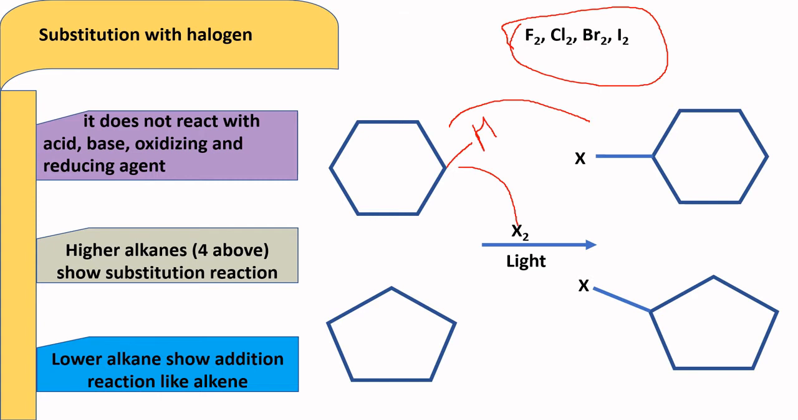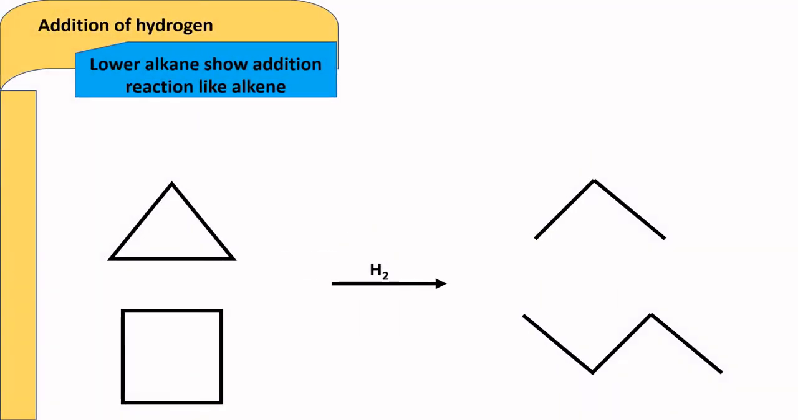So in the chemical reactions, it does not react with acid, base, oxidizing agent or reducing agent. Cycloalkane or alkane do not show any kind of reaction with acid, base, and oxidizing or reducing agent. And higher cycloalkanes above 4, like cyclohexane, cyclopentane, heptane, octane, decane, show substitution reaction, and lower cycloalkanes show addition reaction like alkenes. Why they show addition reaction, we'll discuss when we study the strain.